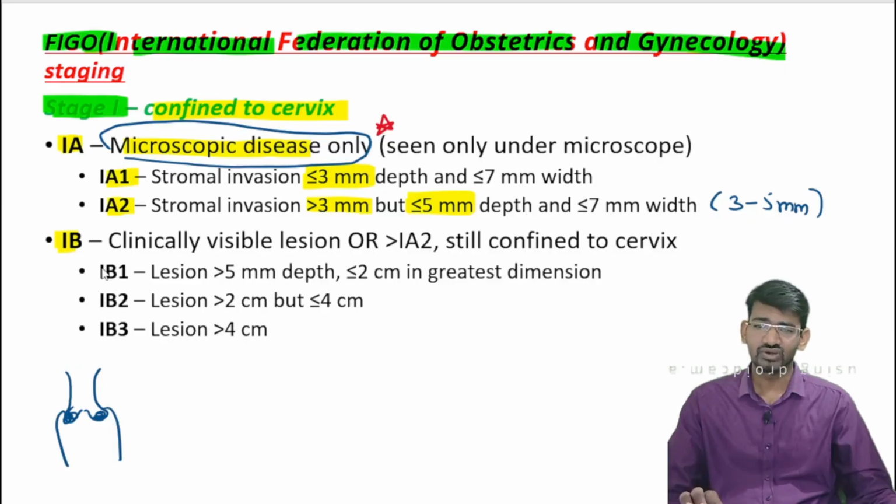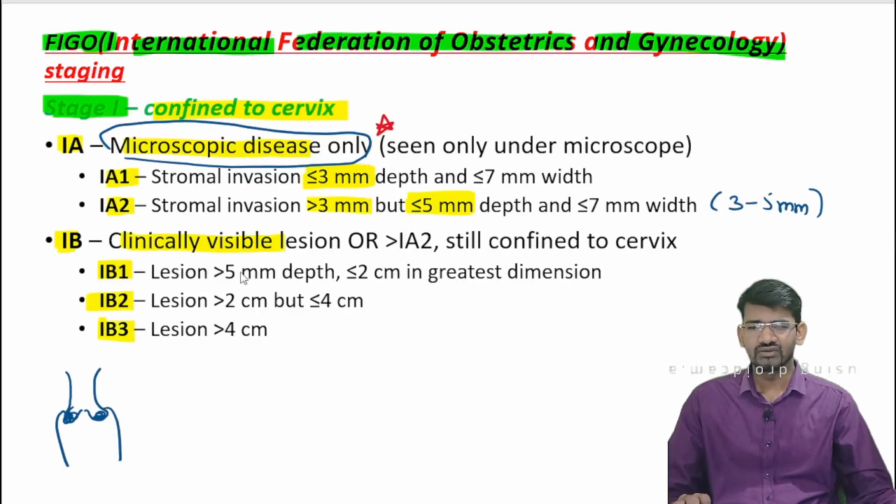In stage 1B, the size has grown and it is now clinically visible, but still confined to the cervix. Remember, in stage 1 it will not go beyond the cervix, so it is confined to the cervix itself. Based on the size only we have the substages. So in the B substage, we again classify into B1, B2 and B3.